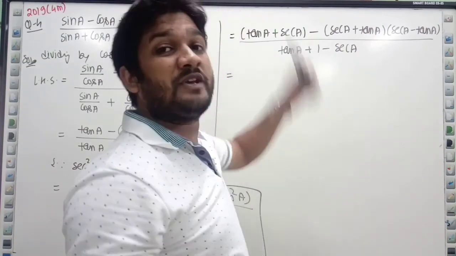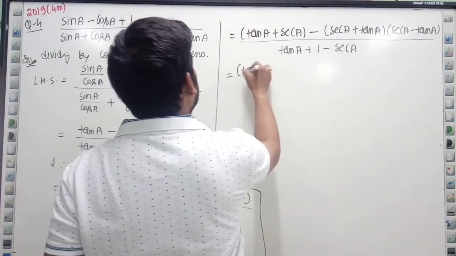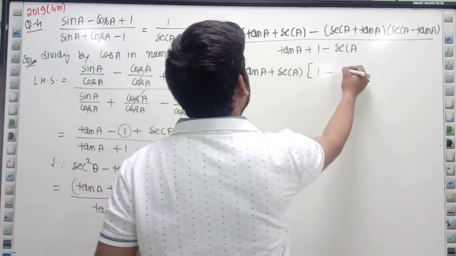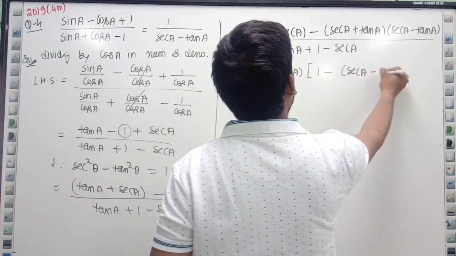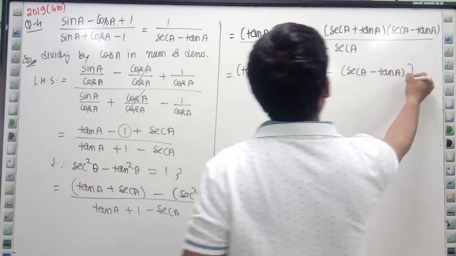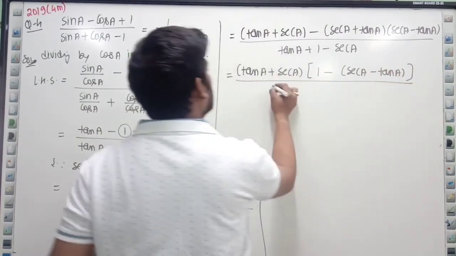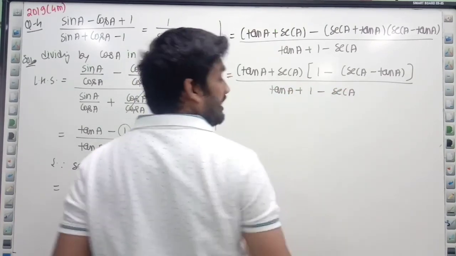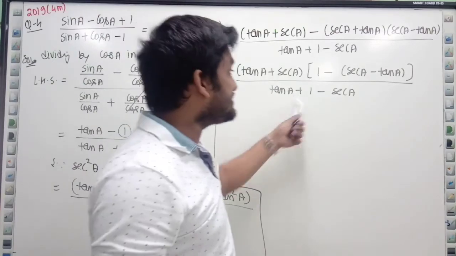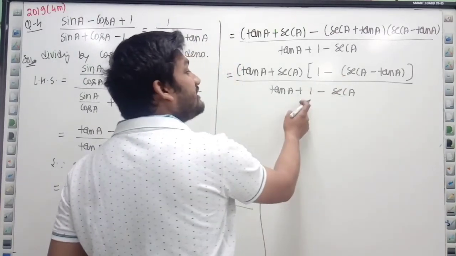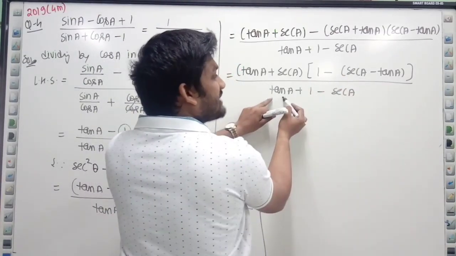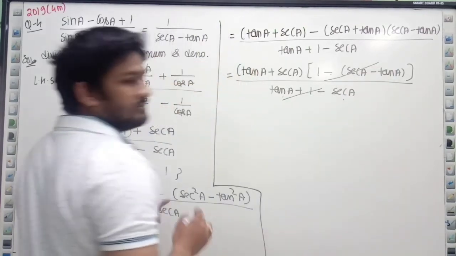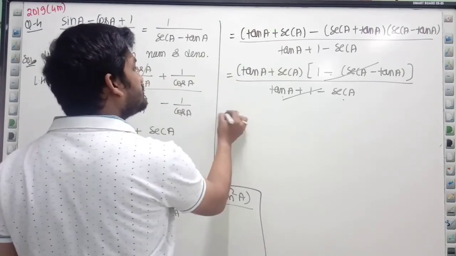Can I take A plus B common? Yes. Tan A plus sec A is common. 1 minus sec A minus tan A, whole upon tan A plus 1 minus sec A. Now you can see this bracket term in the numerator and this denominator are the same. Tan is positive, sec is negative and 1 is positive, so we'll cancel out these two terms. These are exactly the same.